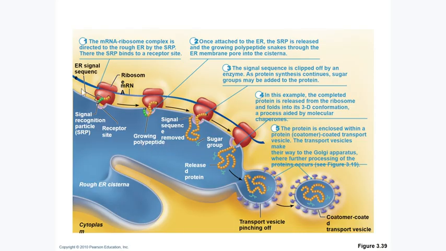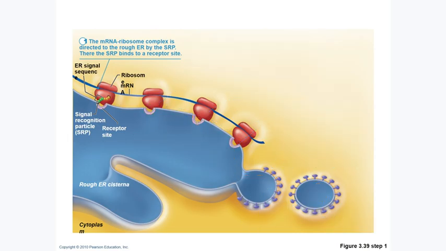So we can see here, the signal is recognized, translation happens, the growth of the polypeptide chain, the signal is removed, sugar groups are added, and then it moves out into a transport vesicle and moves over to the Golgi apparatus. So, step by step, the mRNA ribosome complex is directed to the rough ER by the SRP, and the SRP binds to the receptor site. So this is the rough ER, this is where it's happening.